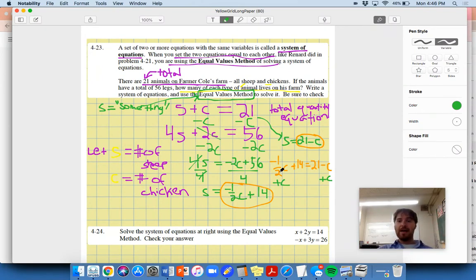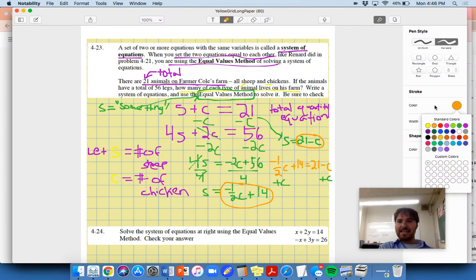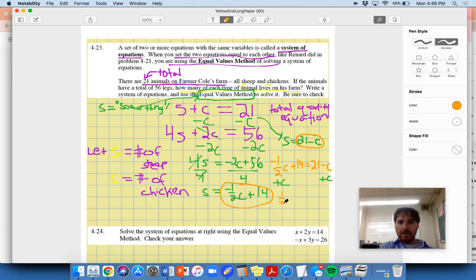I owed 1/2, I got a whole thing back. Well, then I have a half now. Okay, so I have 1/2 C. Okay, 1/2 C plus 14 is equal to 21. Okay, now I'm going to subtract 14 from both sides. I get 1/2 C is equal to 7.